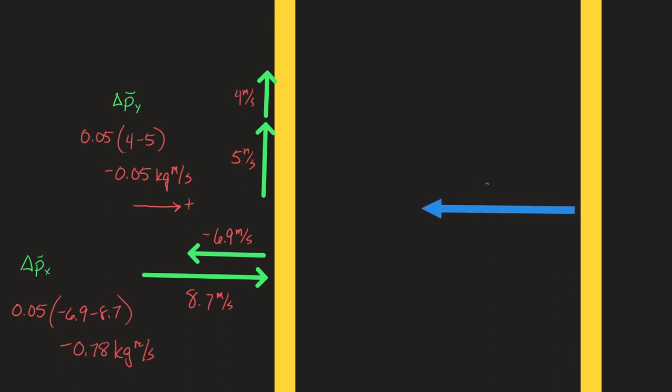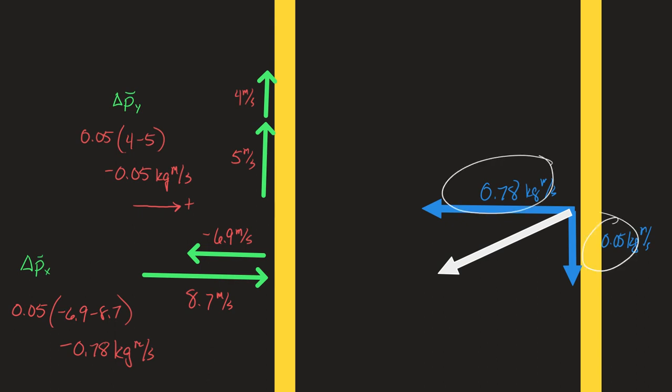That was 0.78, and there was an impulse in this direction. That was 0.05 kilograms meters per second. But that means the actual impulse, the total, was something like that, right? The wall pushed on the ball in that direction. You could use the Pythagorean theorem to figure out what the total impulse was. You understand? That's how you would have to do this.